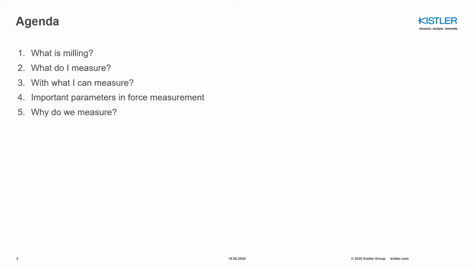The agenda is divided into 5 chapters. In the beginning, we will talk about what milling is and what we really measure. Later on, we will look at what I can measure, talk about some of our products, and then we will move on to what important parameters to consider in force measurement, and at the end, why we measure forces. Let's start talking about what milling is.